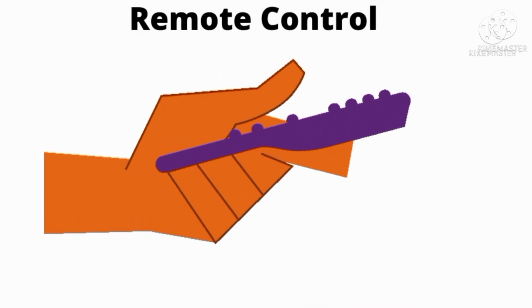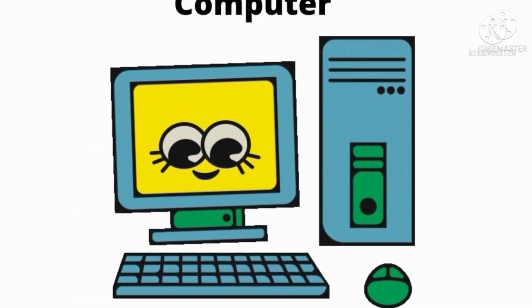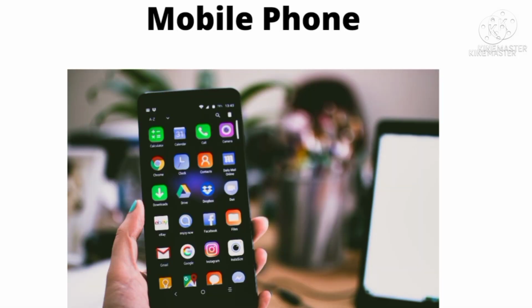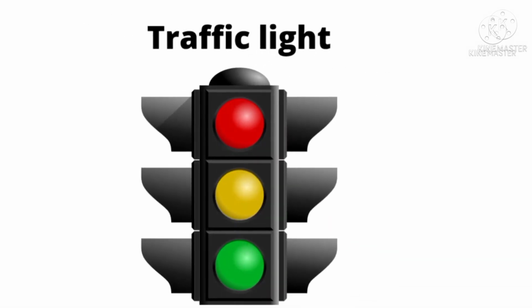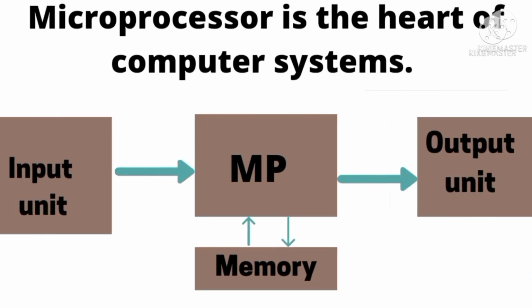We can find microprocessors everywhere, like in remote controls, in our computer CPU, in the microwave oven, in our mobile phone, in the traffic light system. From home electronics to aircraft, we are using microprocessors or microcontrollers. The microprocessor is the most important part of our computer system. Just as our heart or brain is important in the human body, the microprocessor is that important for a computer system. So it is called the heart or brain of a computer system.